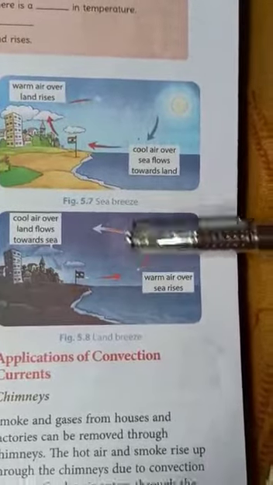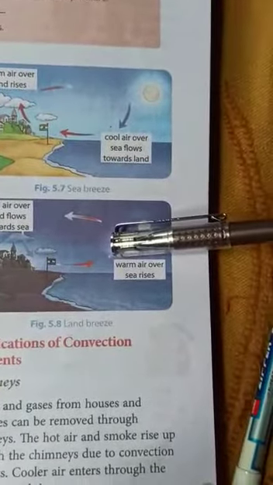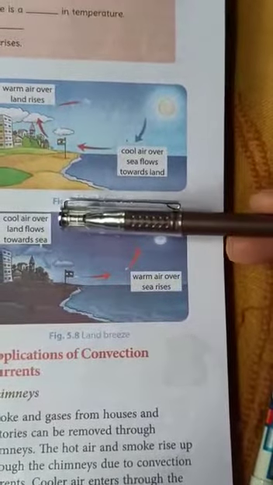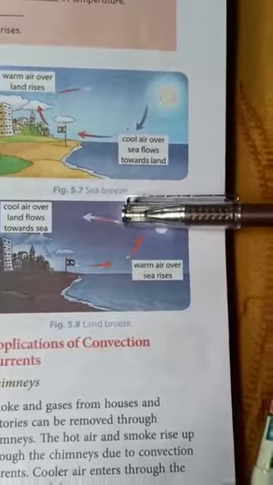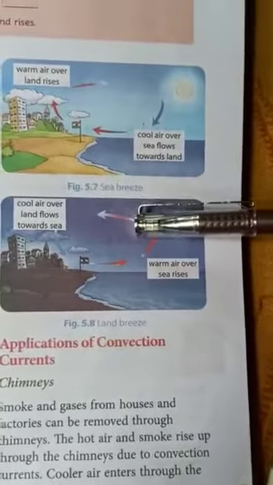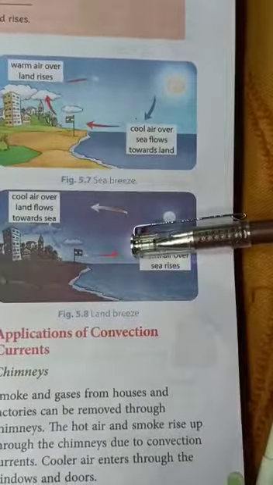However, the land has cooled by now and the air above it is cooler. Now this causes a current of air to flow from the land. The air is coming from the land to the sea. This is known as the land breeze. Okay, so this was all about the sea breeze and the land breeze.